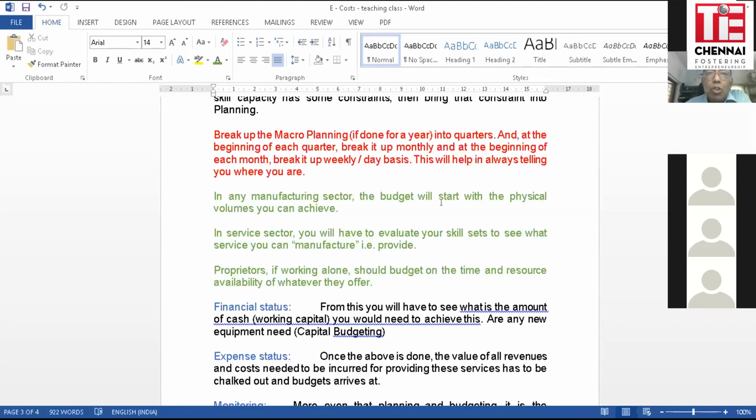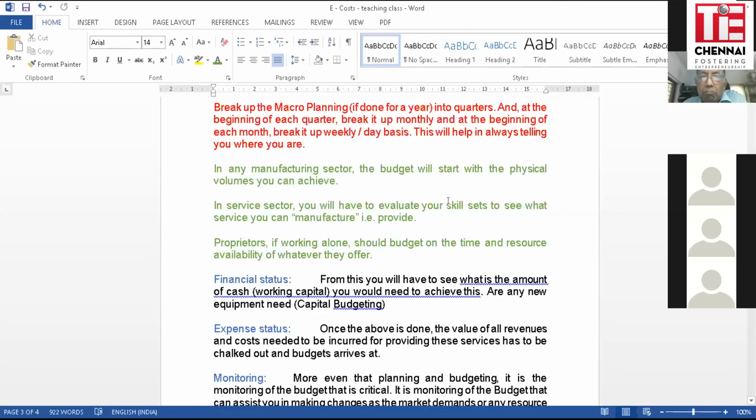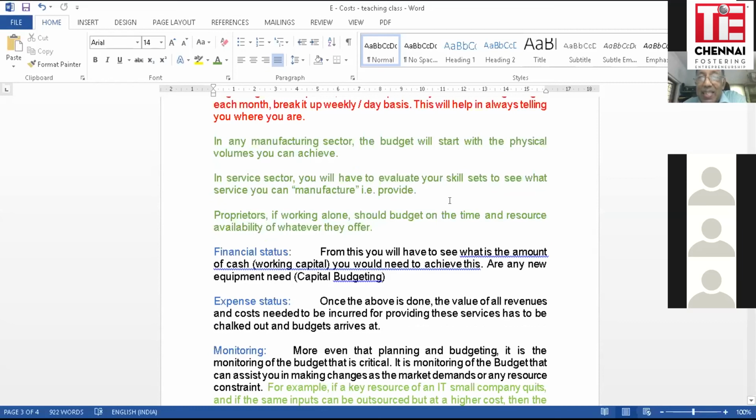Remember, it is not just your capacity. I'll come to the other point a little later. So I put it in green. In any manufacturing sector, the budget will start with the physical volumes you can achieve, because you're manufacturing. There has to be a physical product. So start with what you can do. How many machines do you have? What can you produce? In the service sector, you have to evaluate your skill sets to see what service you can manufacture. That's also called manufacturing. We call it provide. Same thing.